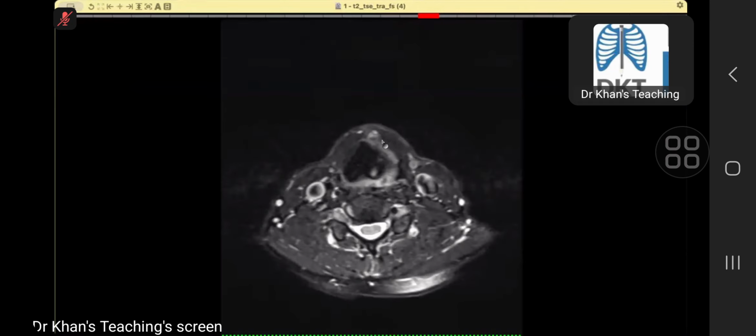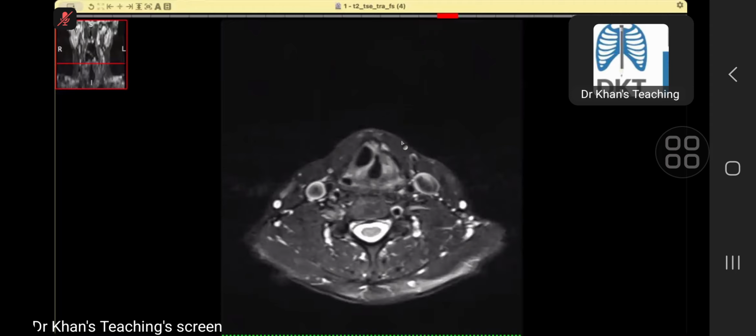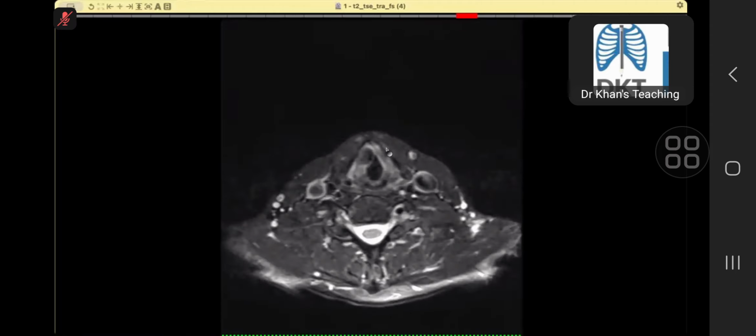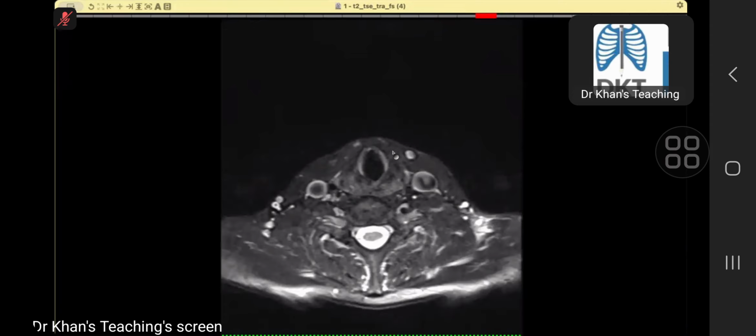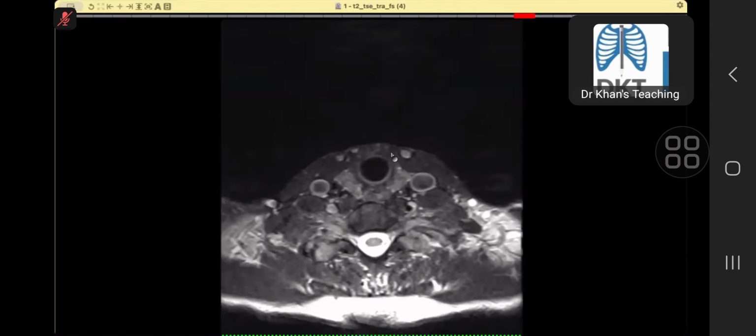Anatomy is the key. It is sitting on the strap muscles here. It is sitting on the strap muscles. And even here, you can see it. It is on the strap muscles. And so sometimes it will extend down. So this was a thyroglossal duct cyst.